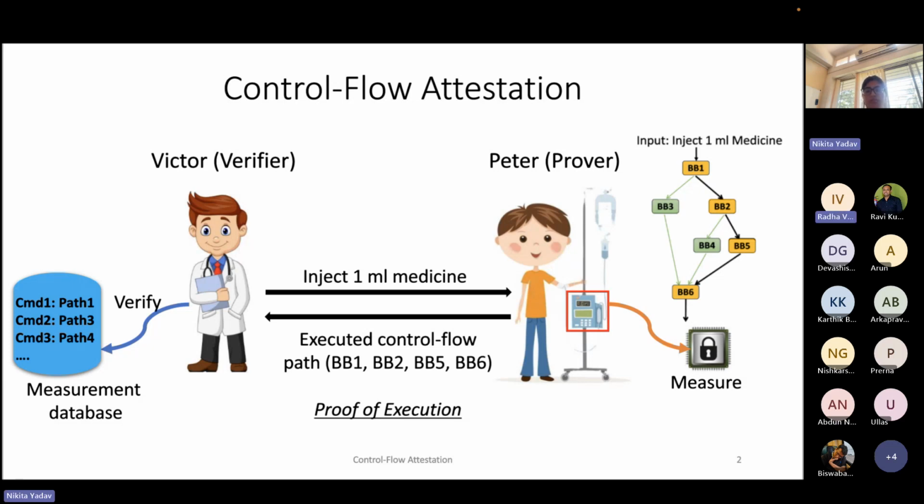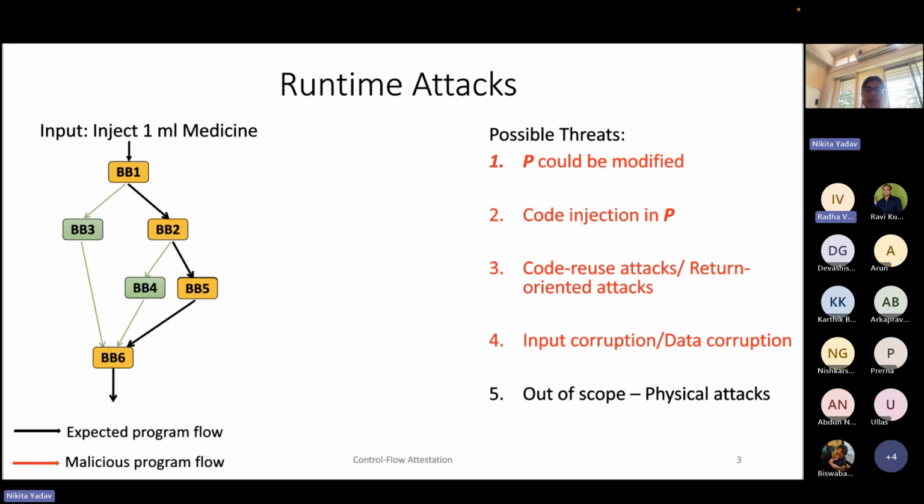Now, you may say that, okay, this is the program and I'm giving this command, then the correct path should be executed. So what can go wrong? There are a number of things that can go wrong. First, of course, there can be some benign faults. So some configuration was not set properly, so the program ran incorrectly. But apart from that, there could be some malicious attacks also on the program. So there are a number of possible threats.